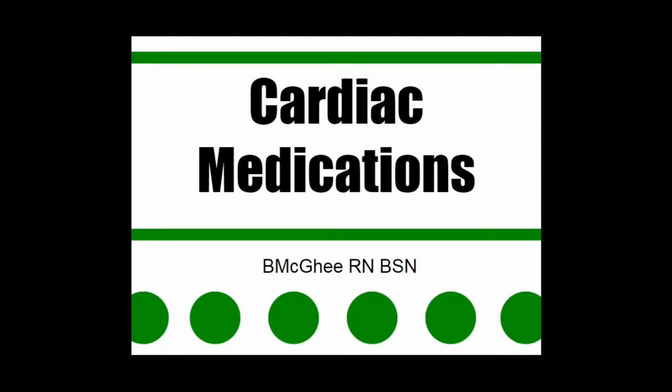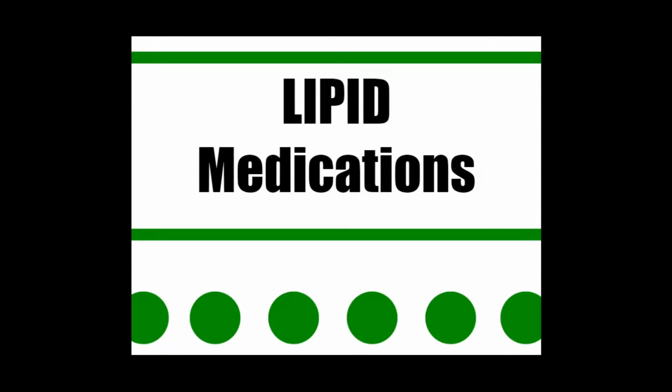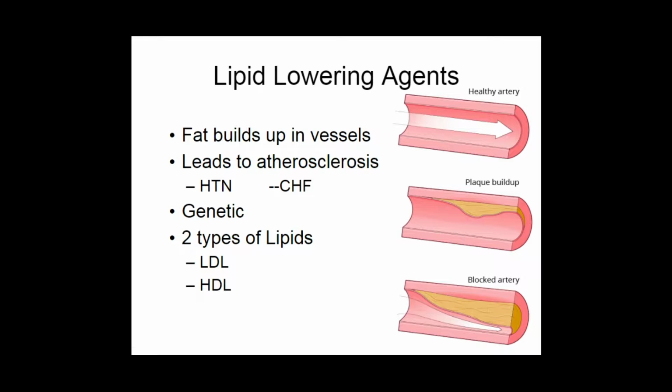Cardiac medications, Mrs. McGee. The first classification of medications that we're going to cover are lipid medications or lipid lowering agents. What happens with lipids when they're in your body? Lipids are fats, and fats build up inside your vessels. This leads to atherosclerosis, which causes hypertension and congestive heart failure. It can be genetic, and there are two types of lipids, LDLs and HDLs. LDLs are the bad lipids, and HDLs are the good lipids.